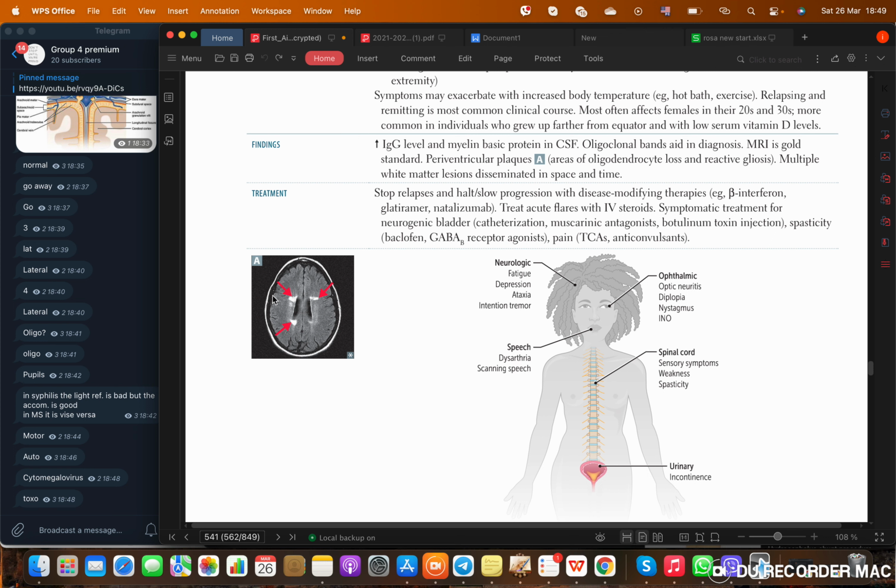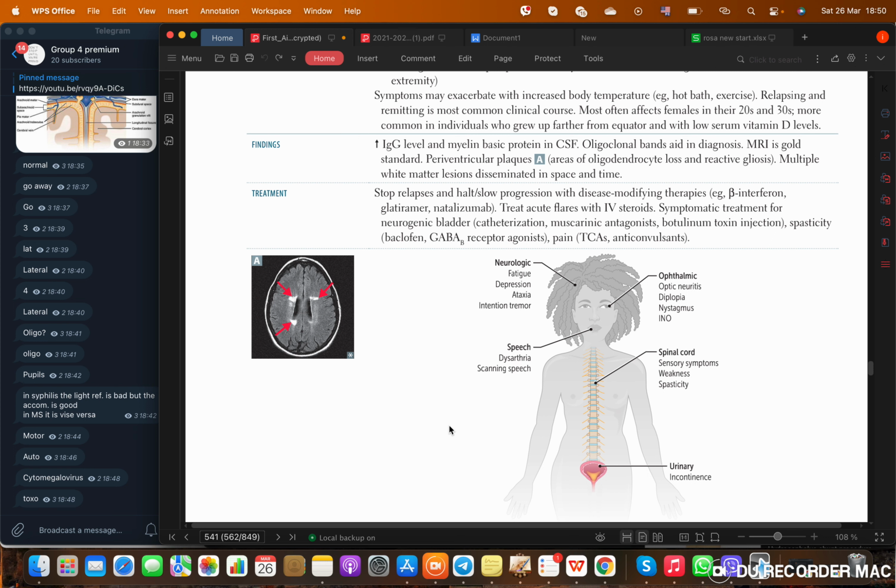That means treatment has two courses: treatment of the acute flares and treatment of the chronic disease. They say stop the relapses and halt and slow down the progression of the disease by disease modifying therapy like beta interferon and glatiramer and natalizumab. So beta interferon is pretty interesting. However, there is one medication here, natalizumab. This drug is quite new.